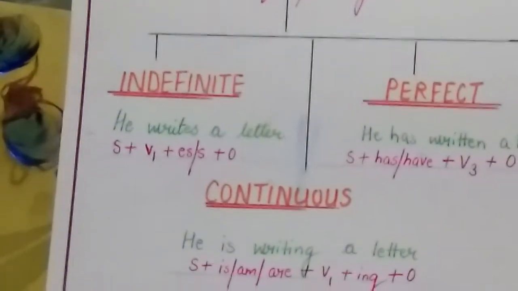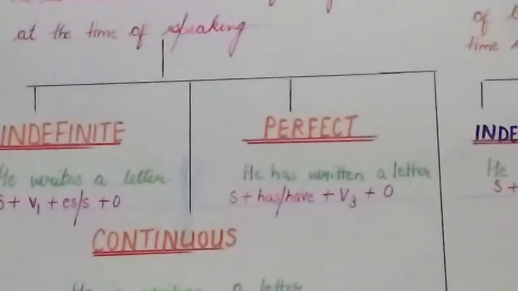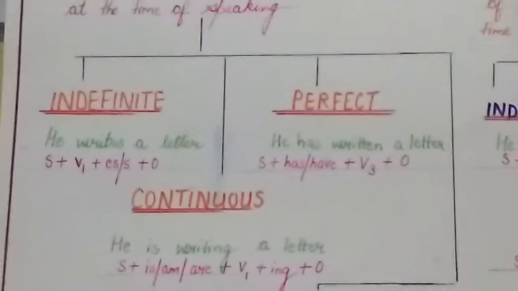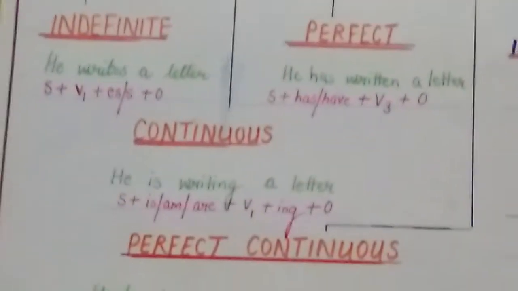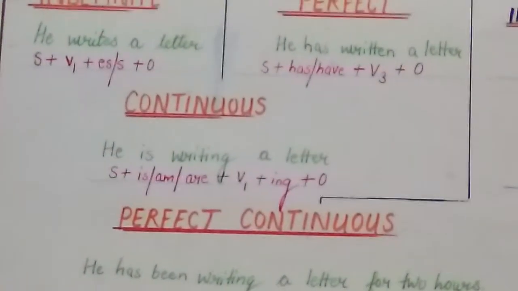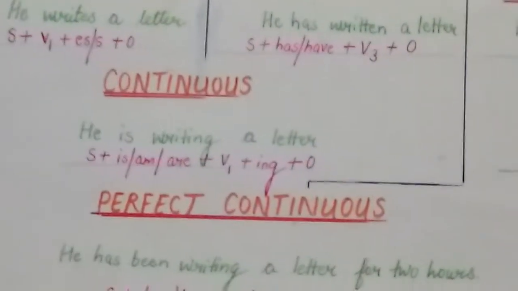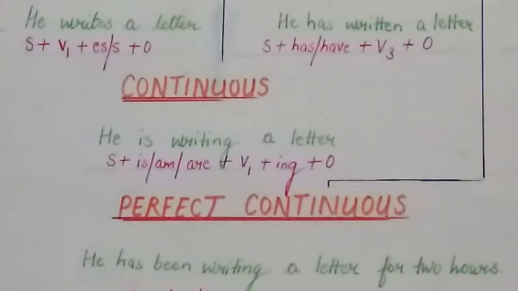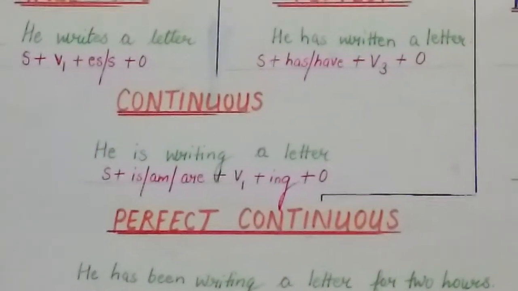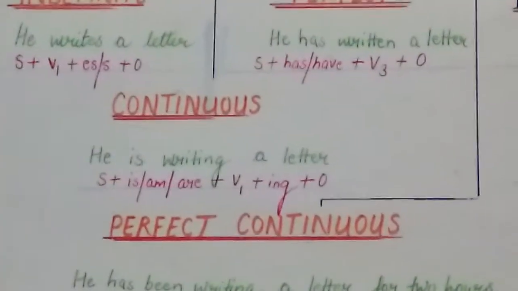Let us see what is the structure of present progressive tense, which is known as present continuous tense. He is writing a letter, and the structure being subject plus is, am, are plus verb first form plus ing plus object.